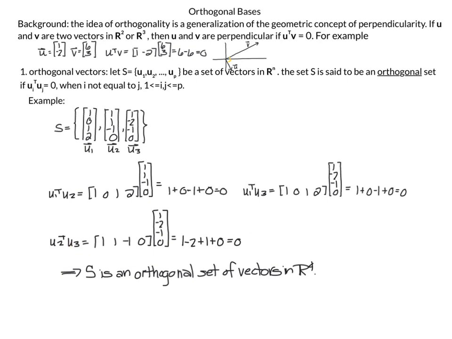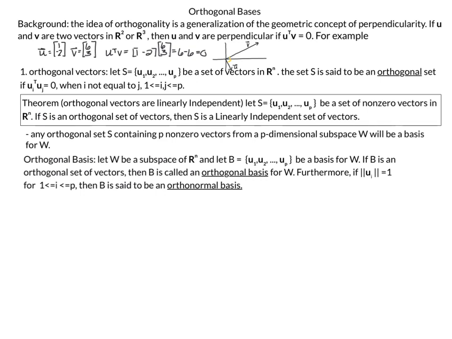Taking these vectors two at a time, looking at the transpose of one times the other vector, we keep getting 0. Since they're all equal to 0, we say that S is an orthogonal set of vectors in R4, because it's a four-dimensional vector. We have the following theorem: orthogonal vectors are necessarily linearly independent. So if S is an orthogonal set of P non-zero vectors in Rn, then S is a linearly independent set of vectors.